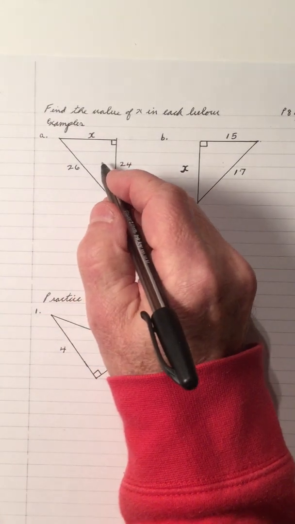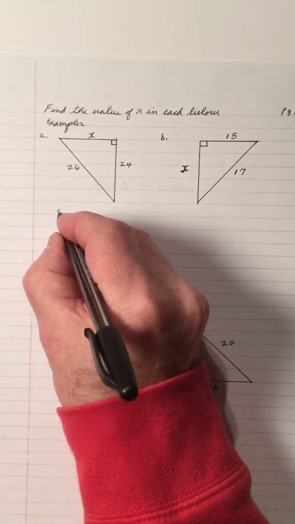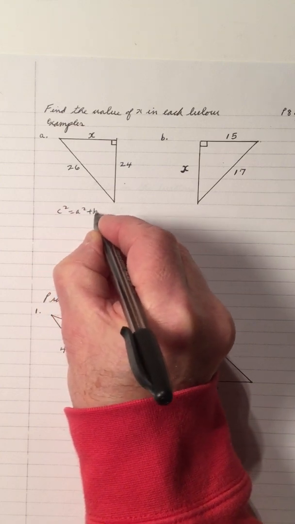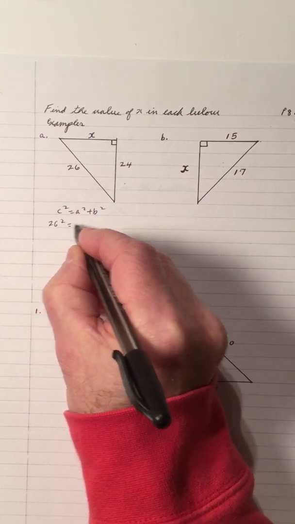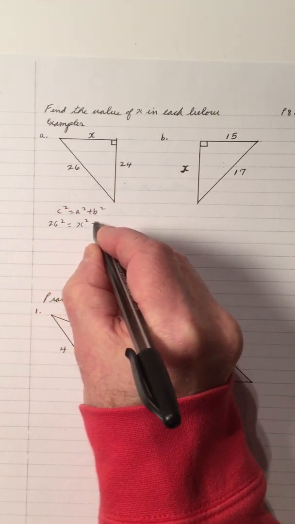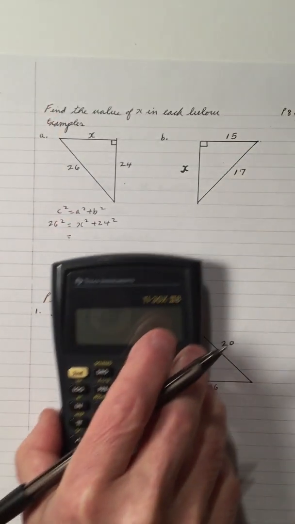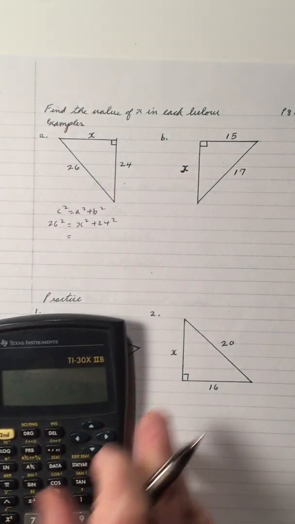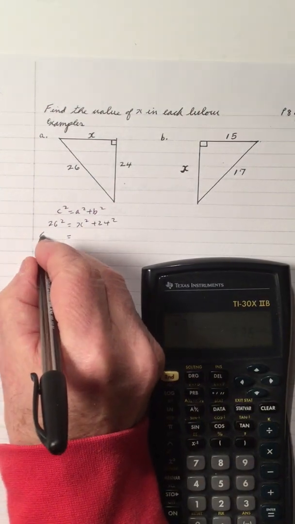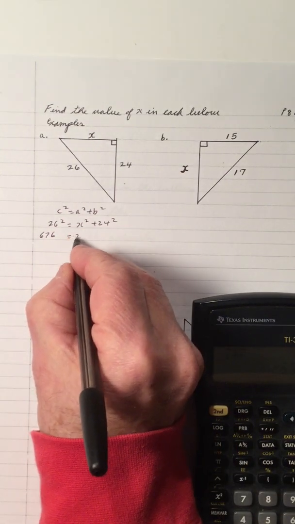We have a right triangle with two sides known. We need to find the third one. Again, we can use Pythagorean. C squared is a squared plus b squared. The hypotenuse is opposite the right angle, which is 26. X and 24 are the two legs being squared. 26 squared, we can work out again with our calculator. 26 squared is 676. And 24 squared is 576. So x squared equals 576.